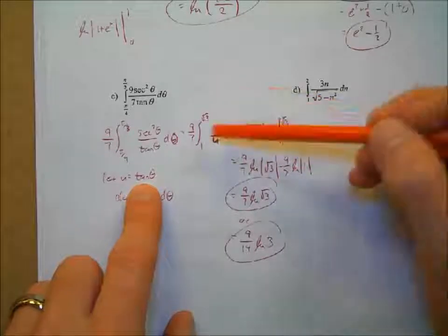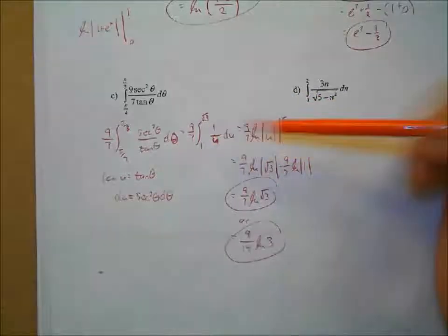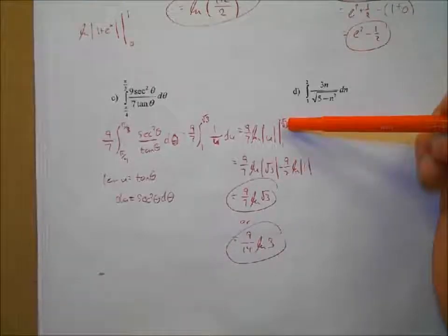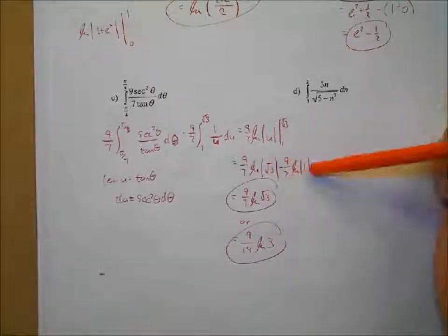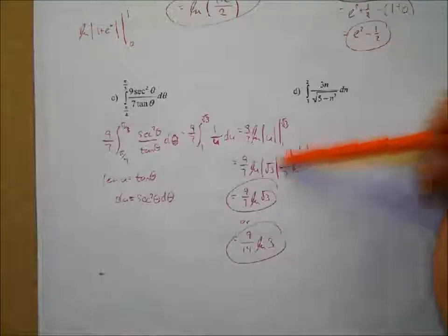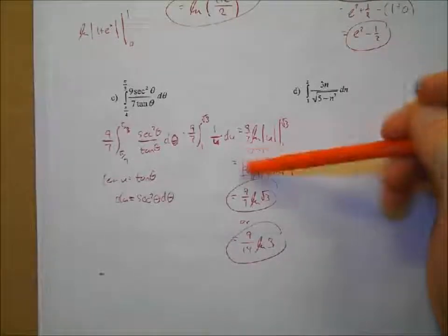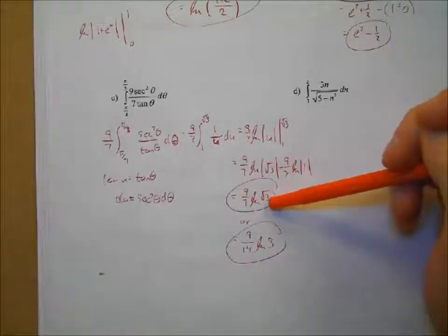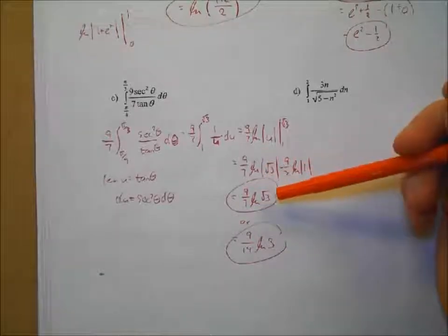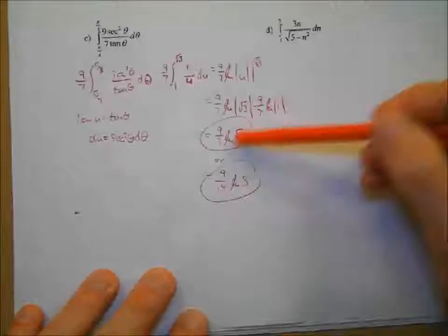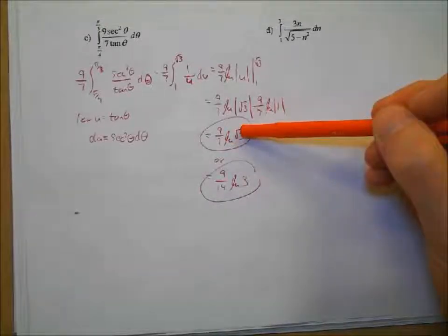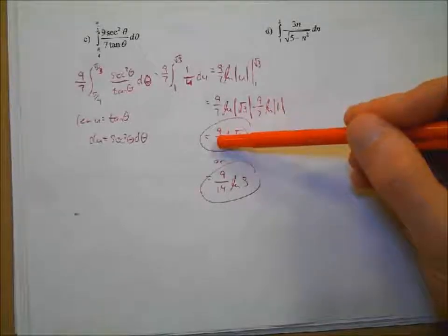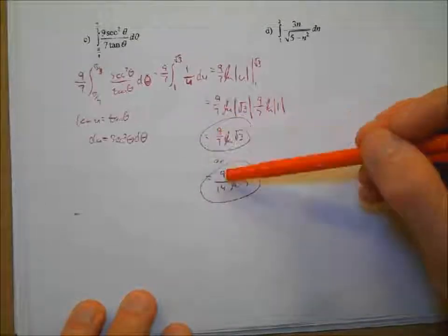Integrating that 1 over u, we get 9/7 natural log of the absolute value of u, evaluating from 1 to root 3. Plug in the root 3, plug in the 1. Natural log of 1 is 0, so that lower limit's gone. Then natural log of root 3, you could leave it as 9/7 natural log of root 3. You can drop the absolute values because root 3 is positive. Or, square root is the exponent of 1/2. If 3 is to the 1/2 power, you can bring that 1/2 out front and make it 9/7 times 1/2, which is 9/14 natural log of 3.